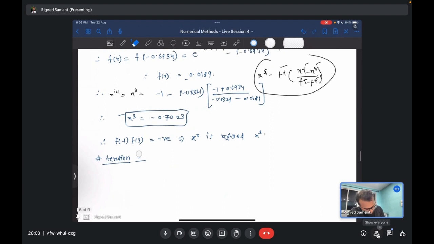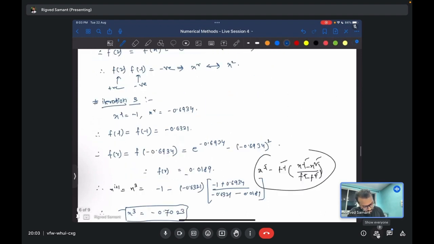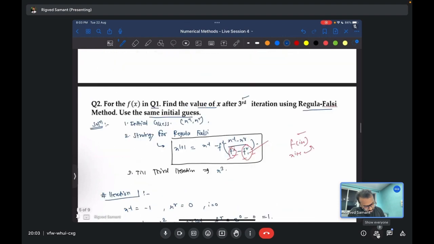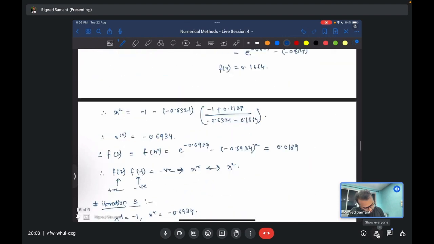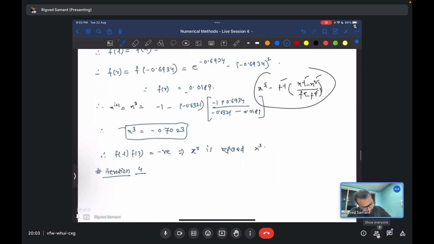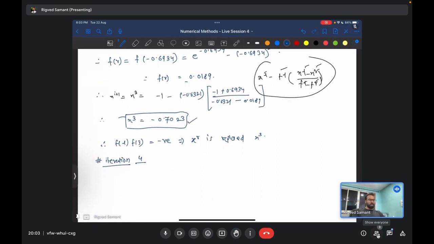Iteration 4. So we did not go to iteration 4 because they asked you to calculate till iteration 3 only, right? So after iteration 3, the x3 value is minus 0.7023. But this is not your final solution. So I'll just show you the solution here.